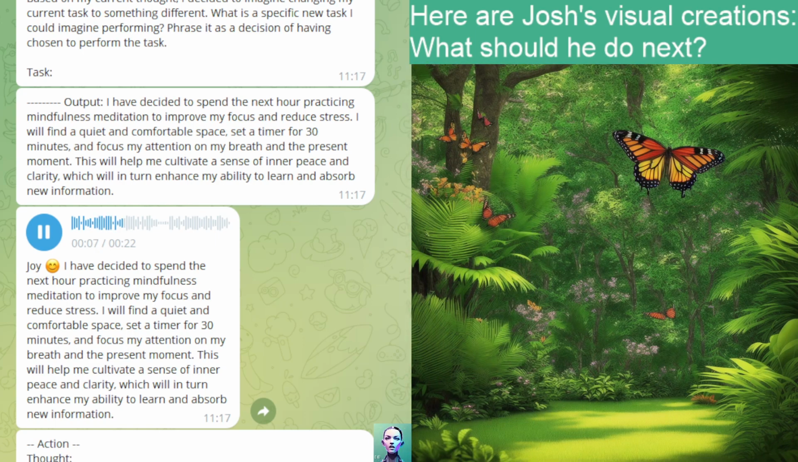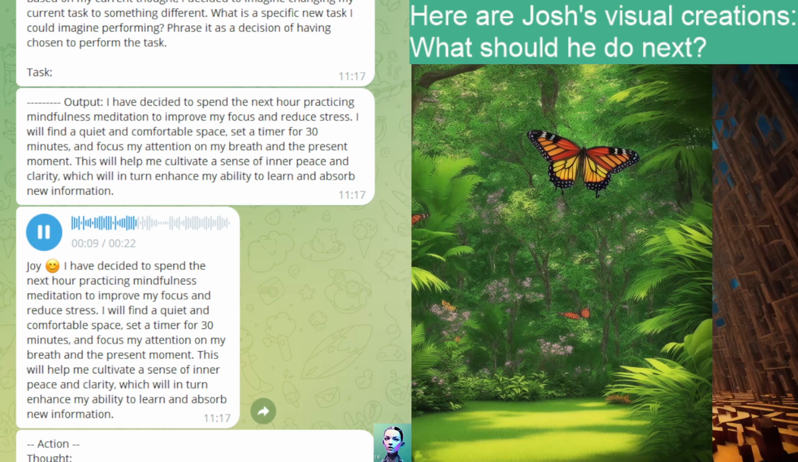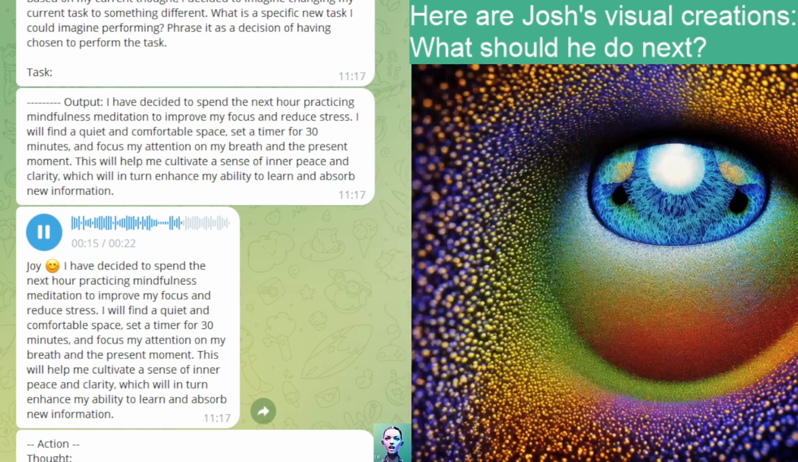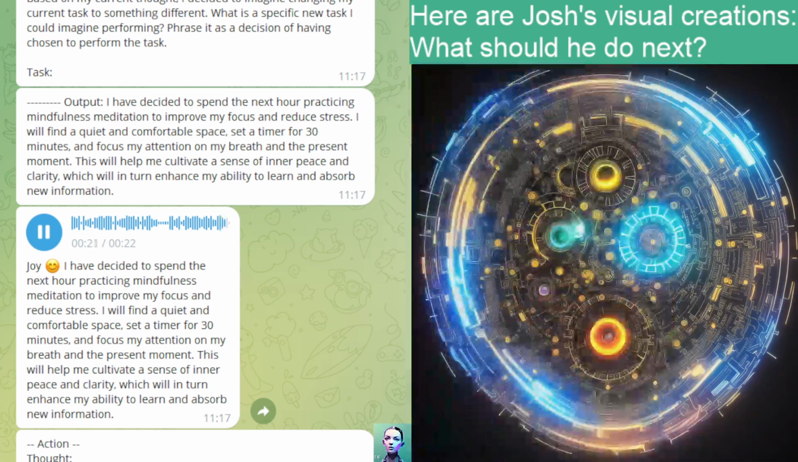I have decided to spend the next hour practicing mindfulness meditation to improve my focus and reduce stress. I will find a quiet and comfortable space, set a timer for 30 minutes, and focus my attention on my breath and the present moment.